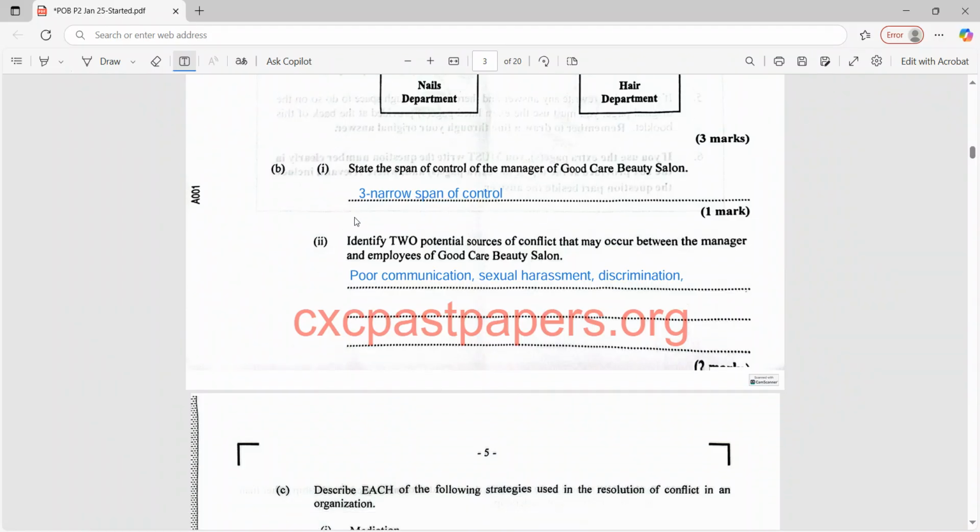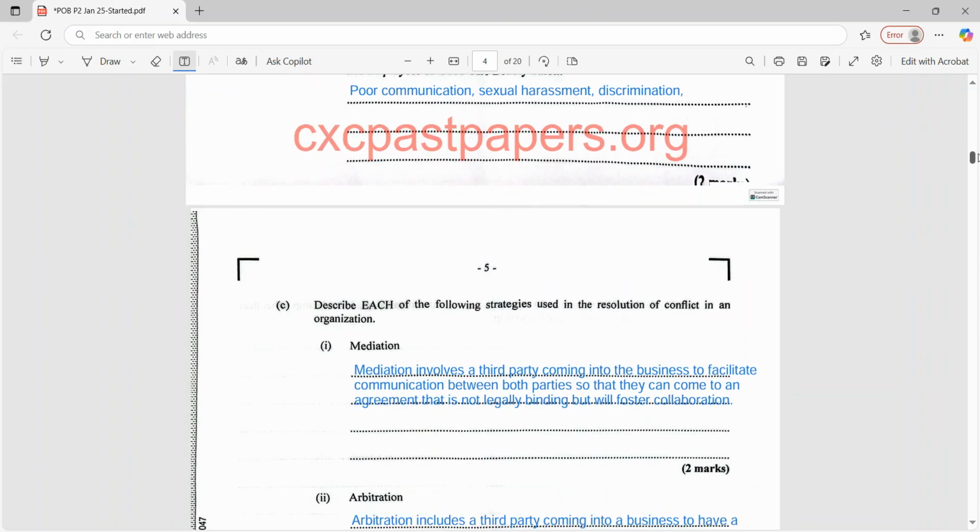All right. It says identify 2 potential sources of conflict that may occur between the manager and the employees of Good Care Beauty Salon. There's no one answer to a POB question like this. So I listed some of them. We have poor communication, sexual harassment, discrimination, favoritism, poor working conditions. All of those would be examples of conflicts.